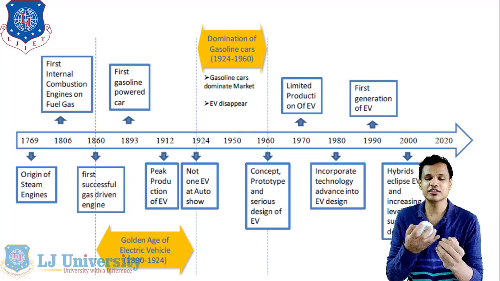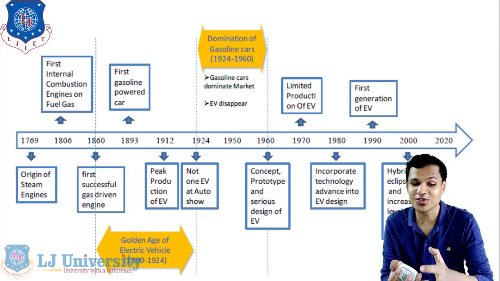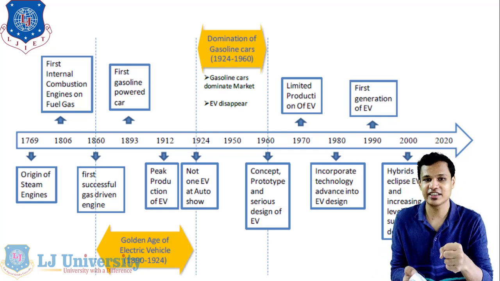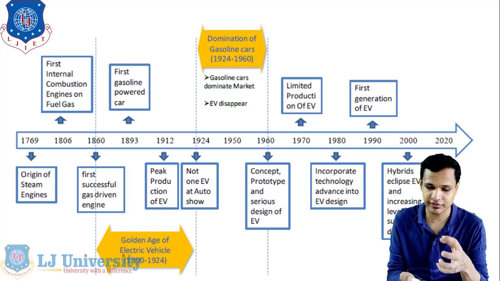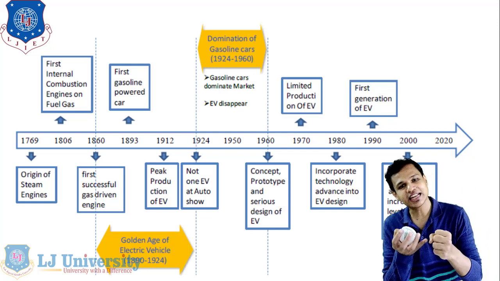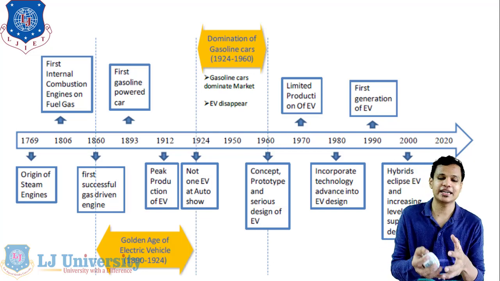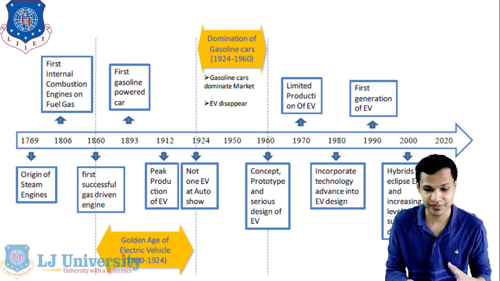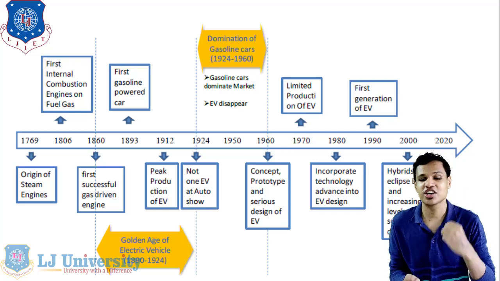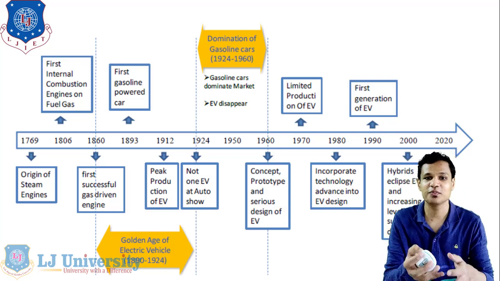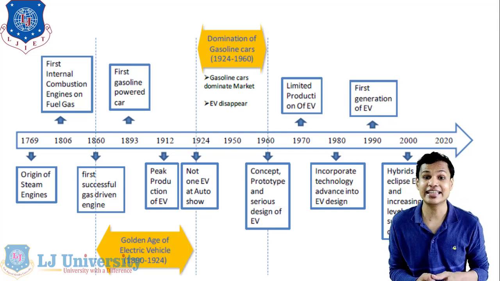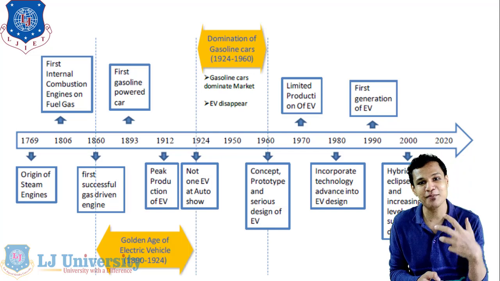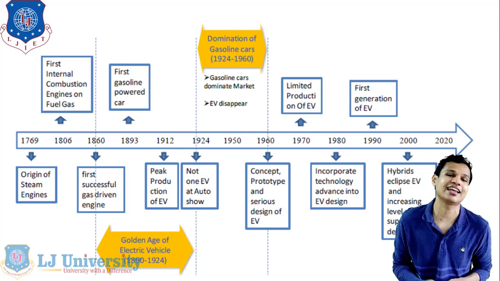After that, the concept prototype design of the EV started in 1960. Then limited production of electric vehicles started. In the 1980s, you can see technology advances were incorporated into EV design. The first generation of electric vehicles was constructed in 1990, and from 2000 again you can see hybrid vehicles eclipsed the electric vehicle.